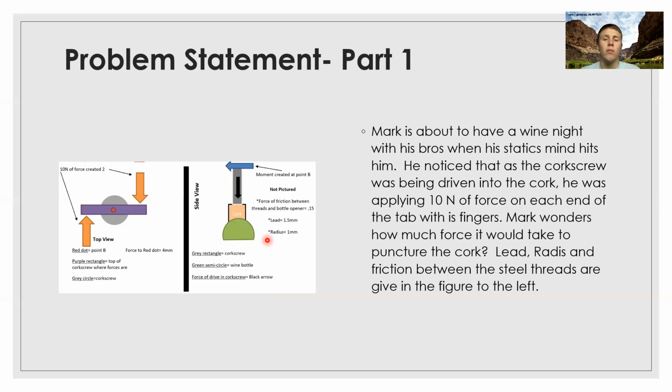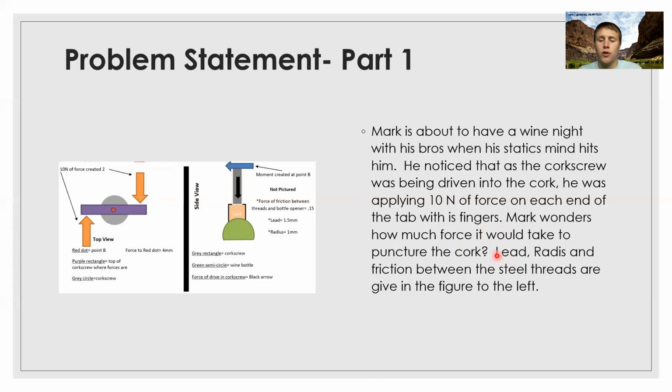Okay, so our problem states: Mark is having a wine night with his bros when his statics mind hits him. He notices that the corkscrew is being driven into the cork. He is applying 10 newtons of force on each end of the tab with his finger. Mark wonders how much force it takes to puncture the cork. Lead, radius, and friction between the steel threads are given in the figure to the left.